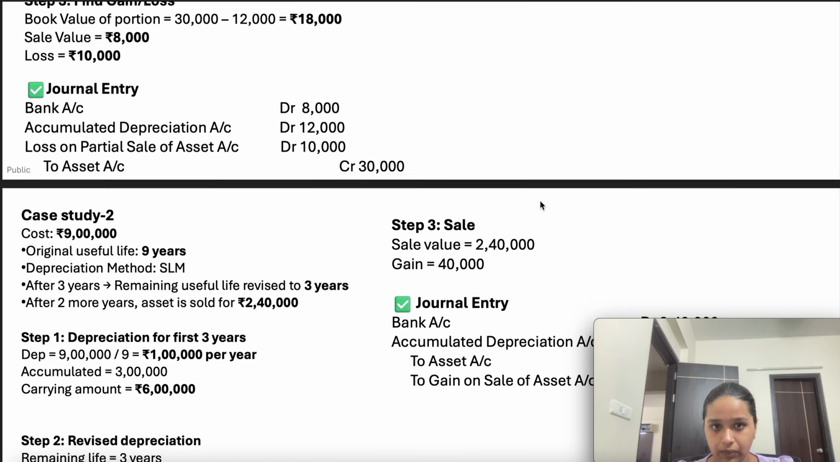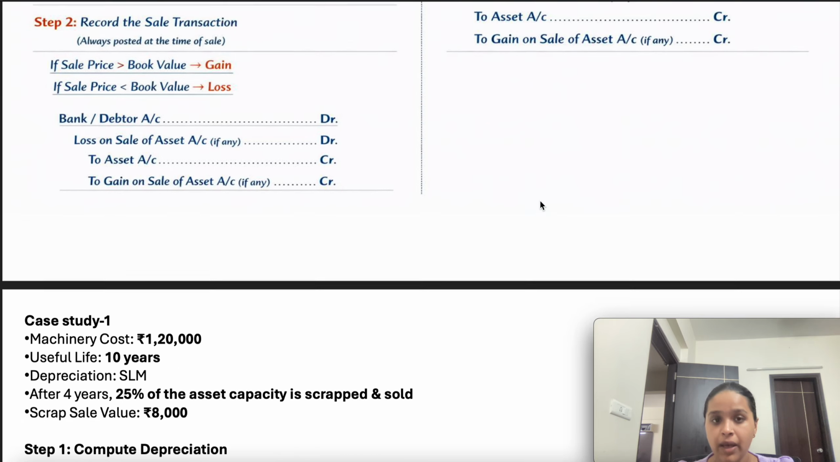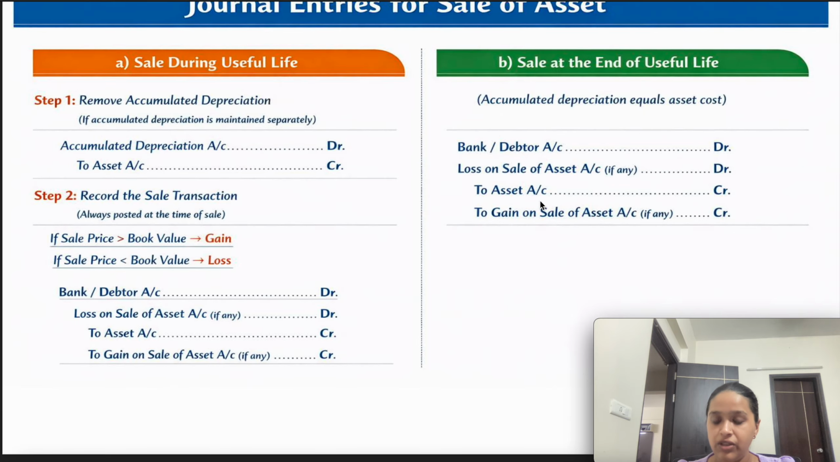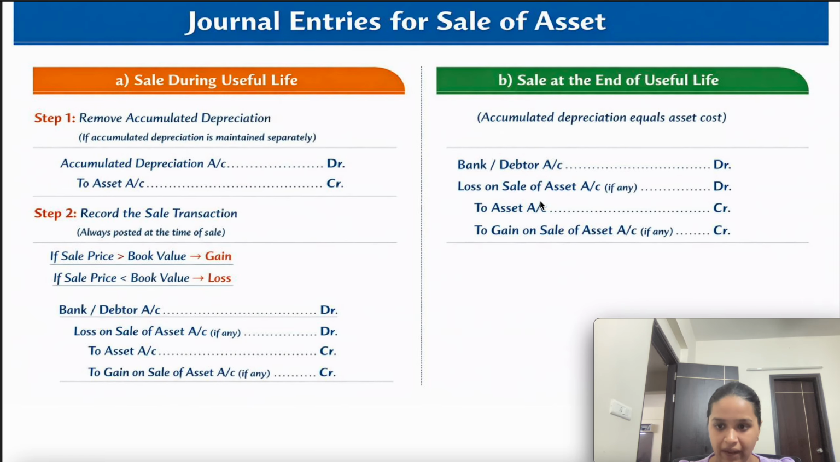Okay, hope you are able to understand the concept. In a sale, the basic thing is you first need to arrive at the book value, and that book value you have to compare with the sale value, so that you are able to evaluate how much profit you have generated or how much loss has occurred. After that, accordingly you have to pass a journal entry. If it is a gain you have to credit it, if it is a loss you have to debit it.